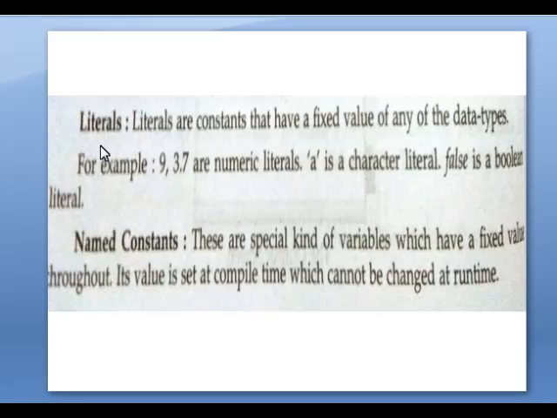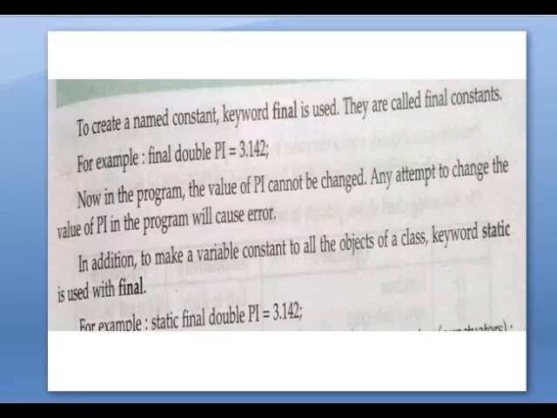Okay. Next one is named constants. Named constants are a special kind of variables which have a fixed value throughout. Its value is set at compile time, which cannot be changed at runtime. Okay. So how will you remember? To create a named constant, the keyword final is used. So if you want to create a named constant, we have to use the keyword final.